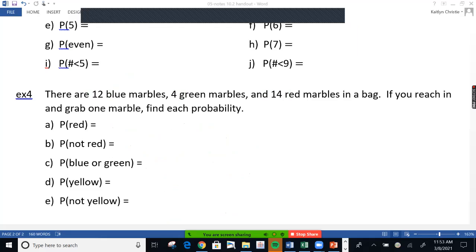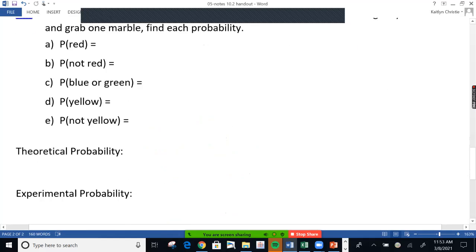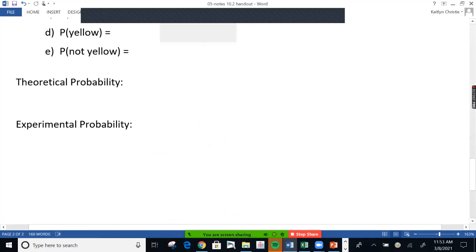And these are all theoretical probabilities. If you had a bag full of marbles that had 12 blue, 4 green, and 14 red, do you really think that you would grab red 47% of the time? Probably not. But that is, in theory, what should happen. You actually might grab 4 green marbles in a row. Who knows? Because it is a weird world out there.